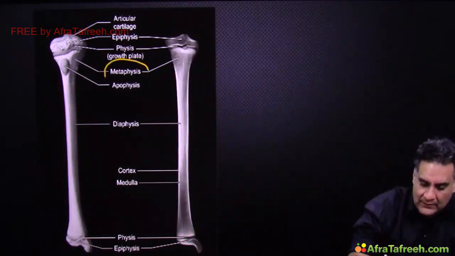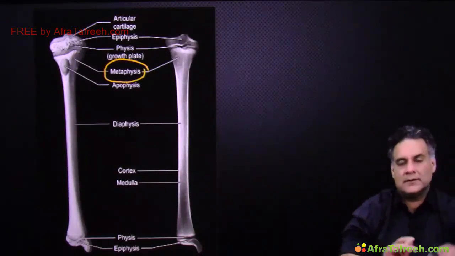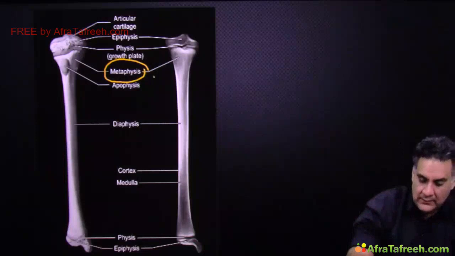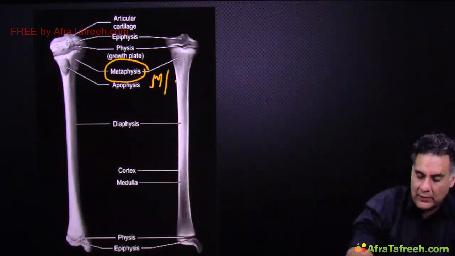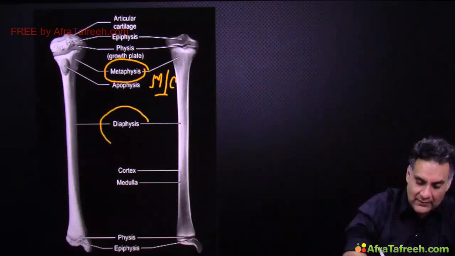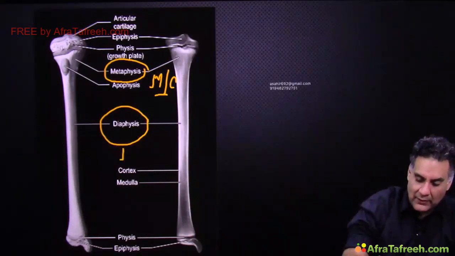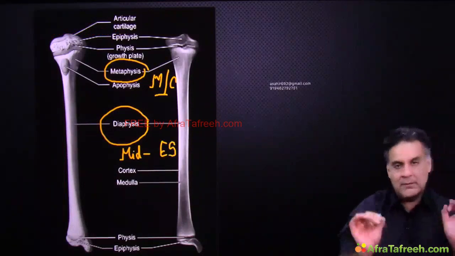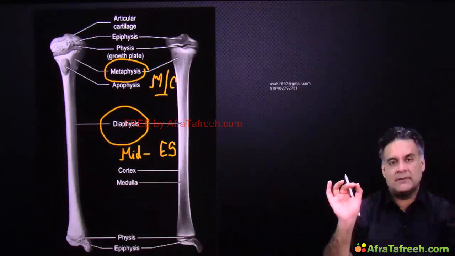this is the metaphysis. This is the most common location for infections and tumors. This is the diaphysis, also called the middle of a bone. And I want you to remember one disease here, Ewing sarcoma.